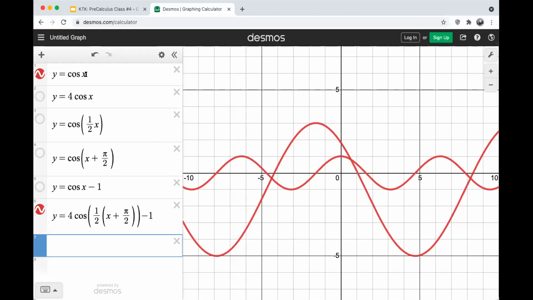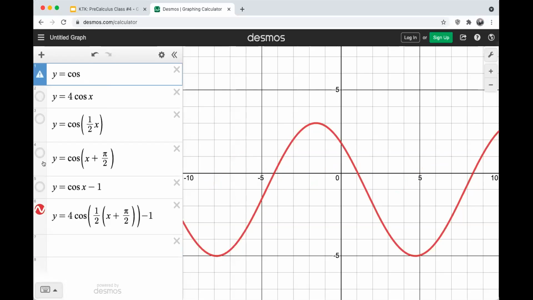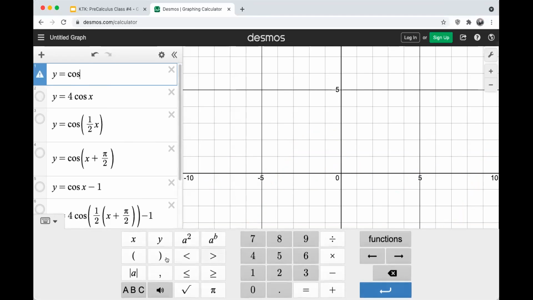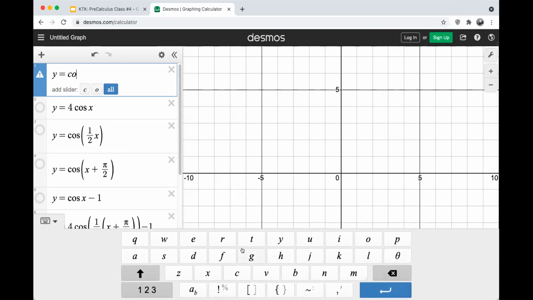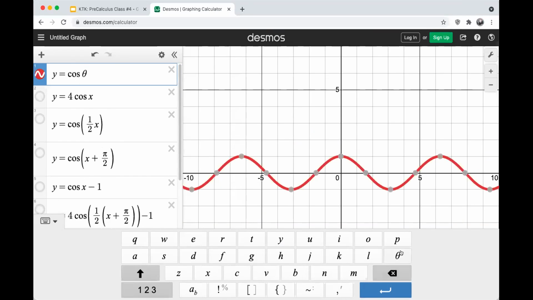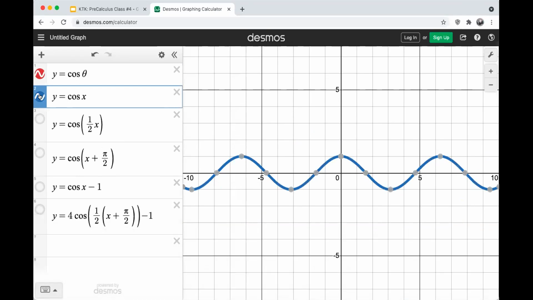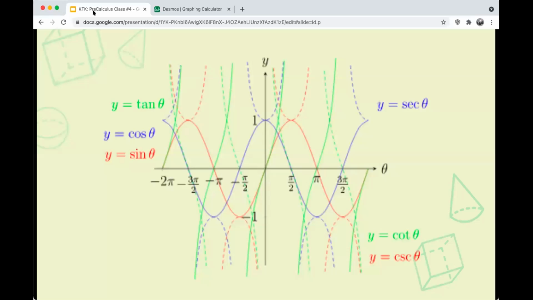If you put in, I'm not sure if they have a theta here, but I'm sure they do. Hold on. Oh, they've got it, yeah. Cos theta. You see, and you get the same thing as y is equal to cos x. It just looks the exact same. One's just theta and the other one's x, so it's not really that big of a deal.